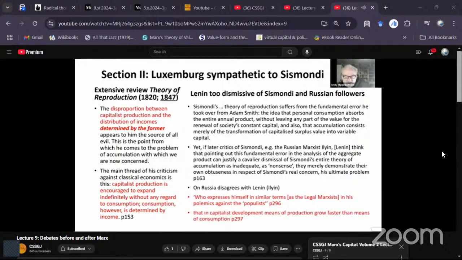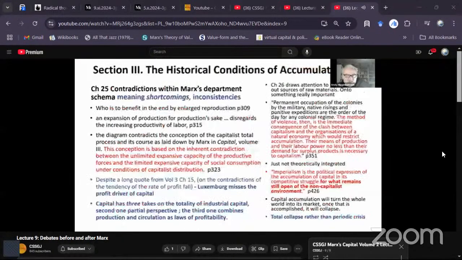And he's basically saying Lenin's argument was that production will grow faster than consumption. And actually, that's probably true in Russia. But Luxemburg says that's a false argument, and it's the other way around. Consumption goods will grow faster, and that's what generates imperialism, right?